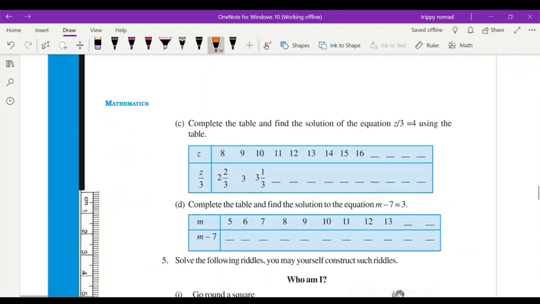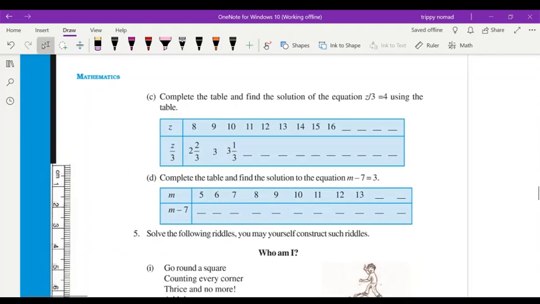Now come to question number 6 children, sorry, C part. Earlier plus, now here division. The question is z divided by 3. What should the value of z be? The question asks what value of z we should divide by 3 so that the answer is 4.